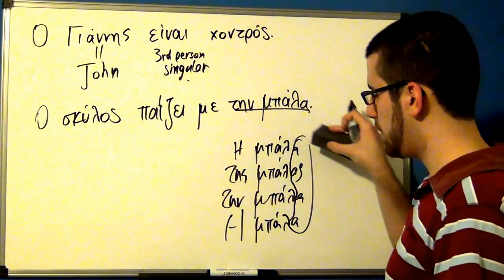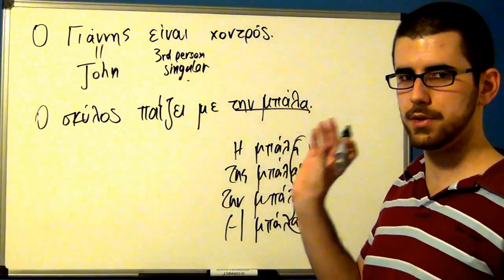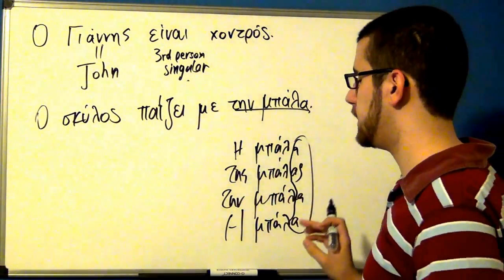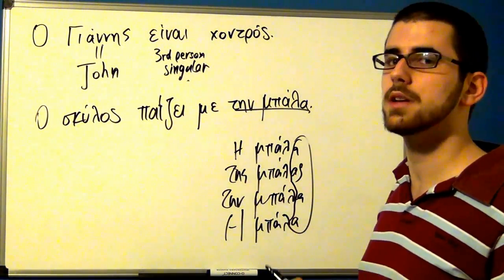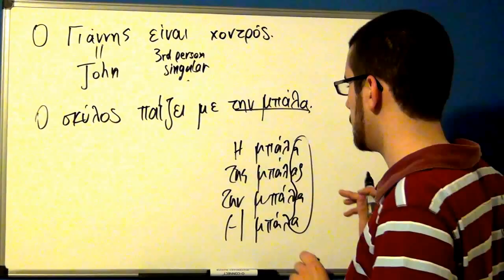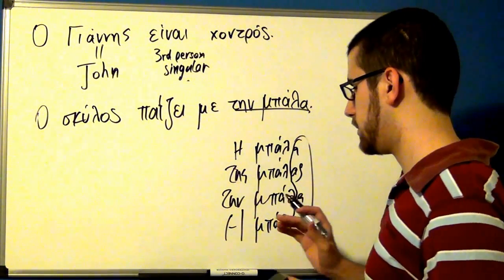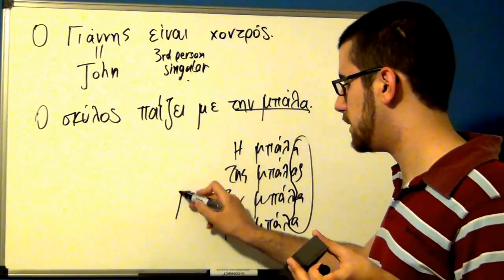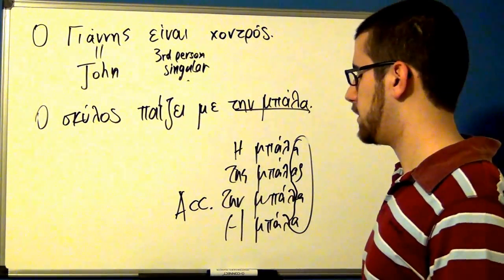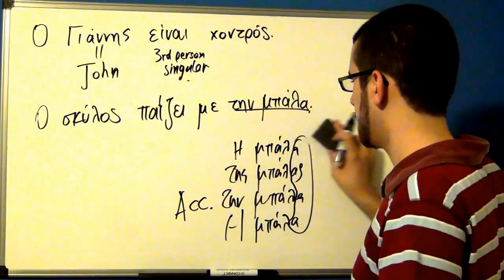So, η μπάλα, την μπάλα. As I have said, nominative is when you refer to somebody that is doing something. The ball cannot do something. It's inanimate, and as such, it's usually the victim of one of our actions. So, seeing how this is the receiver of our action, it has to be in accusative in the sentence, just like it is here.